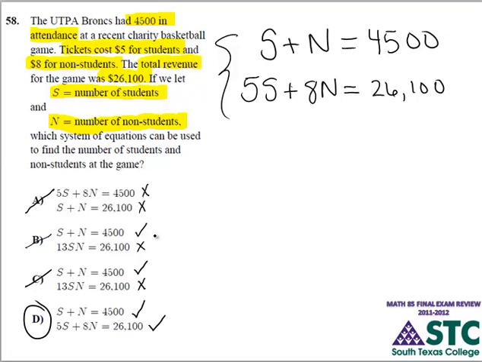It is the correct answer choice, since this system can be used to find S, the number of students, and N, the number of non-students who attended this basketball game. So be sure that you read very carefully when answering a question like this, because the information that is provided is what you will use to set up your system of equations.